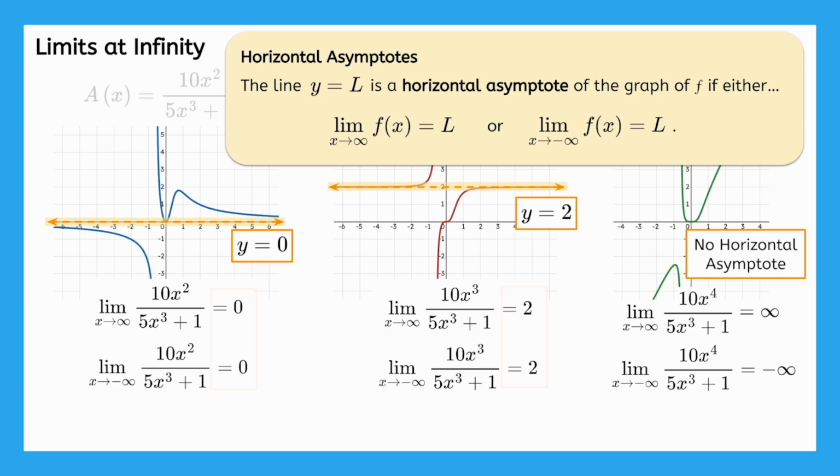This was exactly what happened with the functions in the pre-video activity. When the limits at infinity existed, there were horizontal asymptotes at those values. But when the limits didn't exist, there were no horizontal asymptotes. Now, let's see how to evaluate limits like these analytically without the need for the graphs or even the rules for horizontal asymptotes.